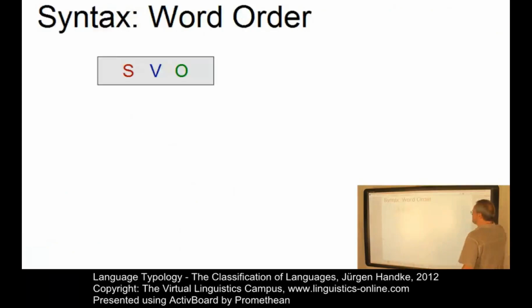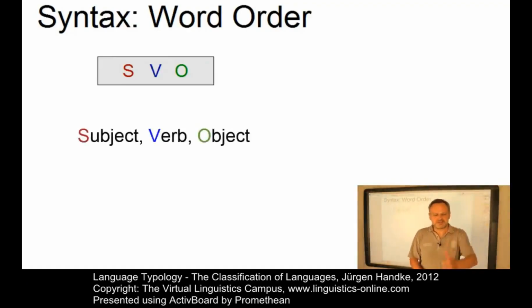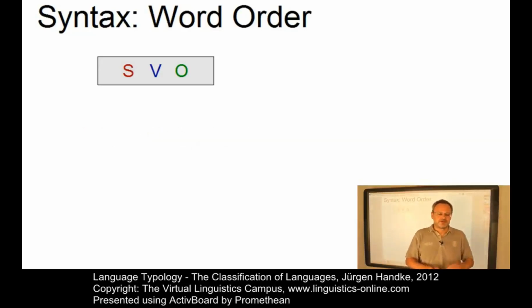Let us now look at the second parameter, the syntactic parameter of word order. The order of the functional constituents of clause structure, that is subject, verb and object, has been made into the second, or maybe even the first, the most important typological parameter along which languages can be classified. This provides us with 6 theoretically possible word order types.